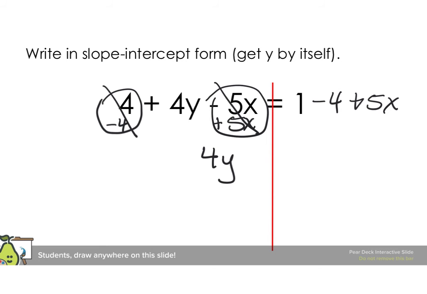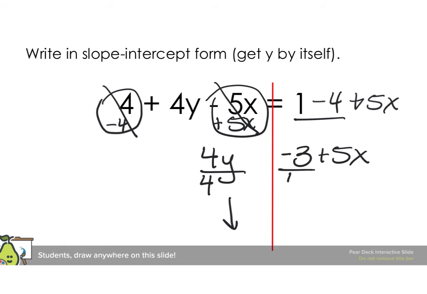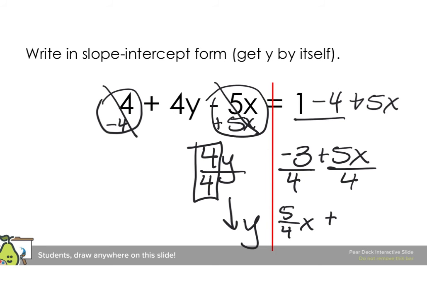So I'm left with 4y on the left. 1 minus 4 is -3 and 5x. I want just 1y, so I have to divide by 4. If I do it to one side, I do it to everything. So I end up with y, because this is a giant 1. And then again, 5/4x plus -3/4. I do apologize, that does make it confusing. But it could have just been -3/4. Same thing.